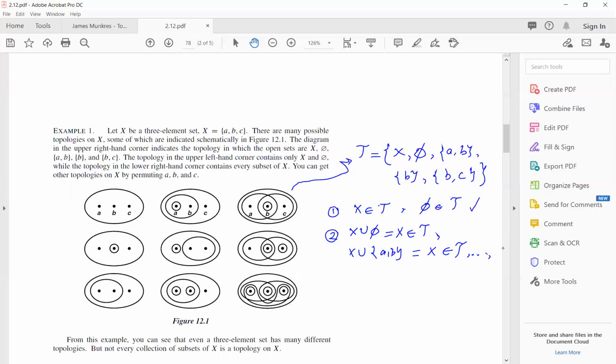If you take the union of AB and B, it's equal to AB, which is a member of tau. You can take the union of B and BC, which is BC, which is again a member of tau. You can take the union of AB and BC, which is equal to ABC, which is equal to X, and is also in tau. So it's closed under arbitrary union. You can just continue forming all of these combinations between these sets and see it's closed under arbitrary union.